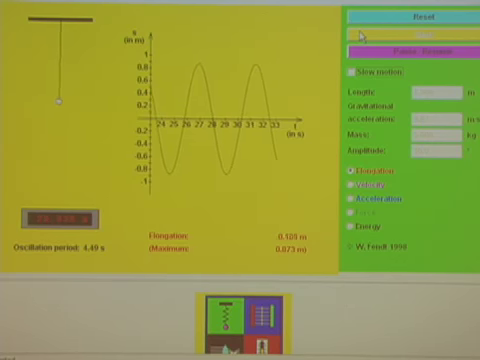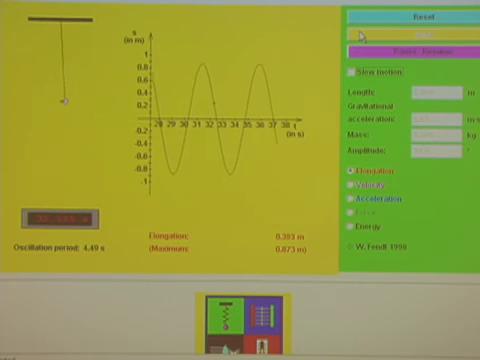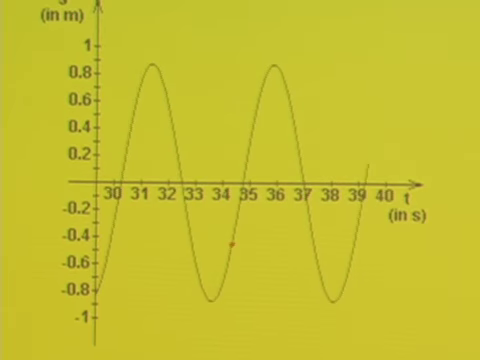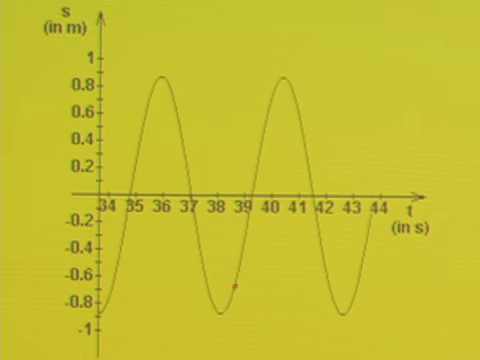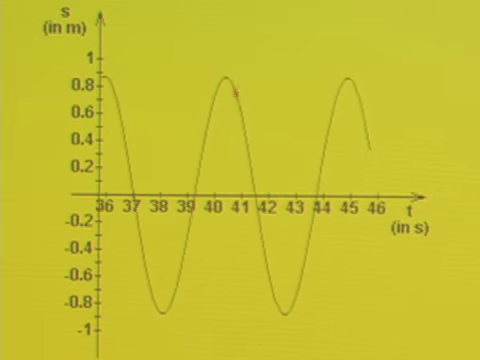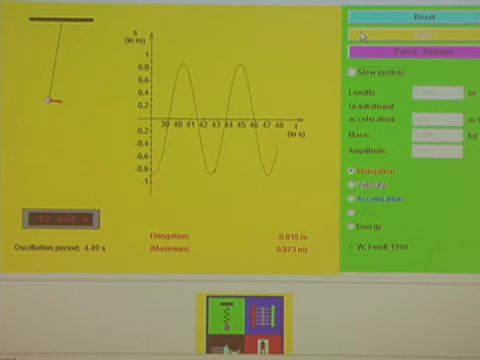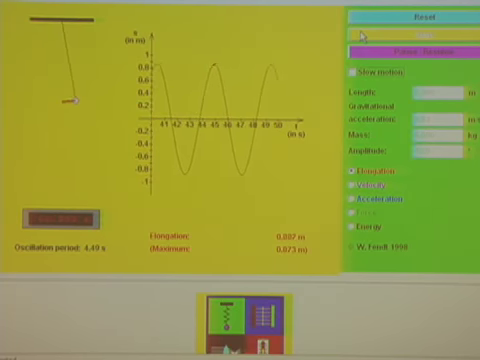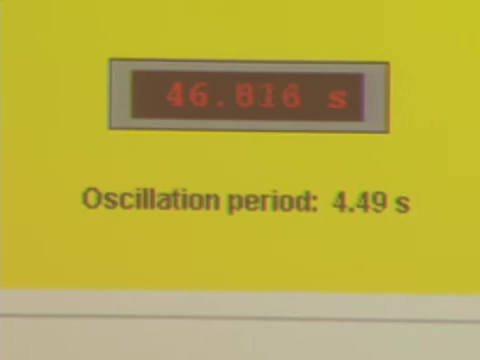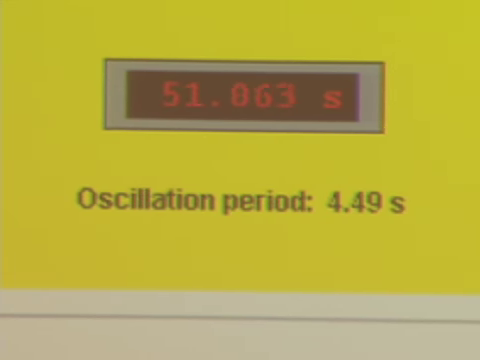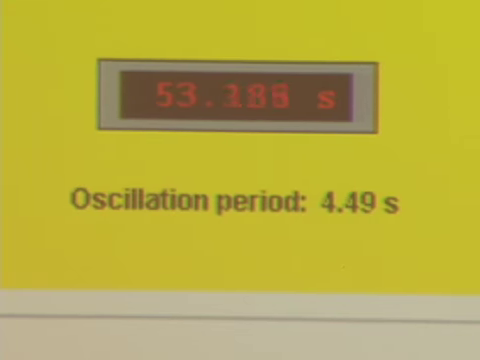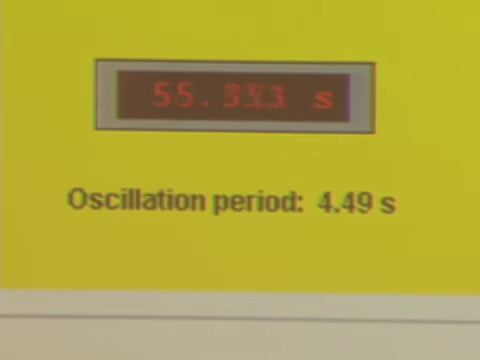The graph that you see, it looks like a sine or cosine wave, is a graph of the horizontal position as a function of time. So in this case, the horizontal position is in meters and time is in seconds. Now below the pendulum, we see that we have the timer running. So far it's been running for 45 seconds and counting. And below that we see the oscillation period. So the oscillation period, and that's the focus of this particular example, is the amount of time it takes for the pendulum to make one round trip.